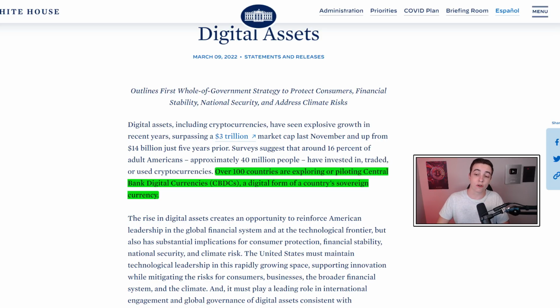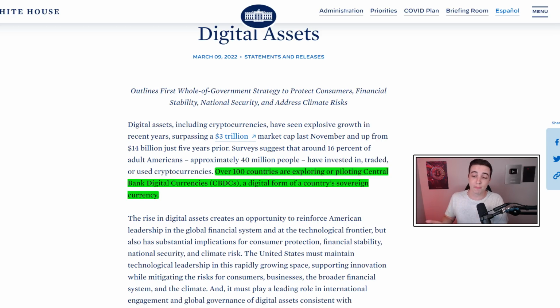a country's sovereign currency. And just before I continue any further with some more important information, I want to make sure that you truly understand what central bank digital currencies are. A lot of people out there that may be new to crypto might confuse something like a central bank digital currency to a crypto like Bitcoin or Ethereum, but that could not be further from the truth.